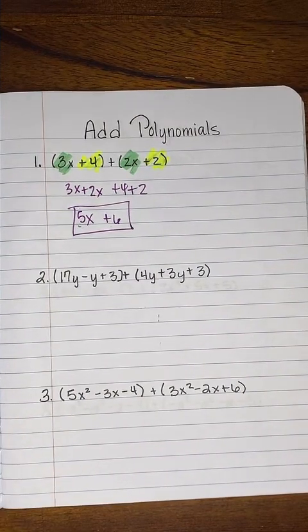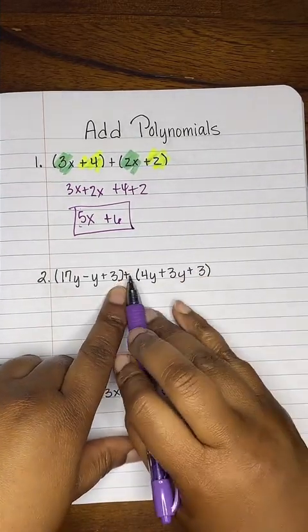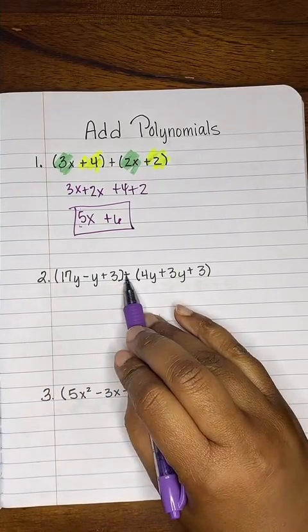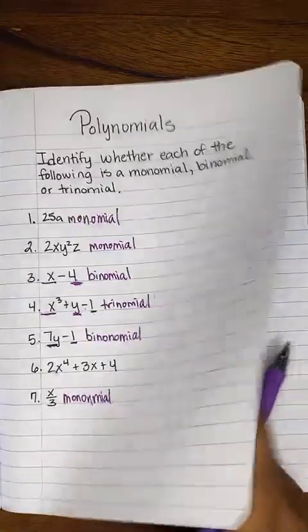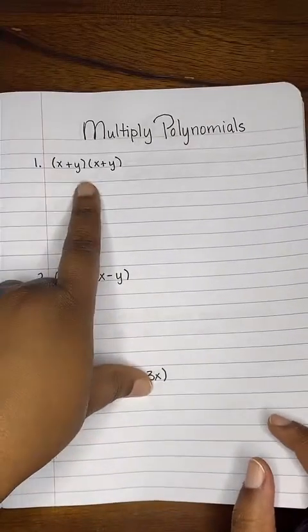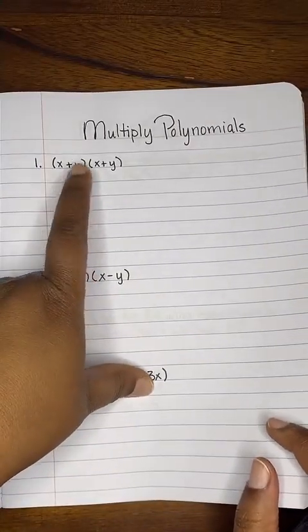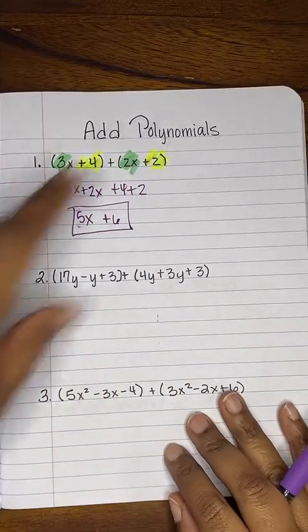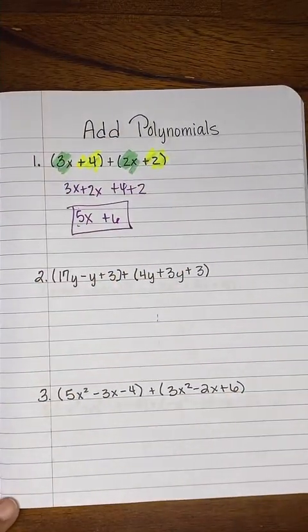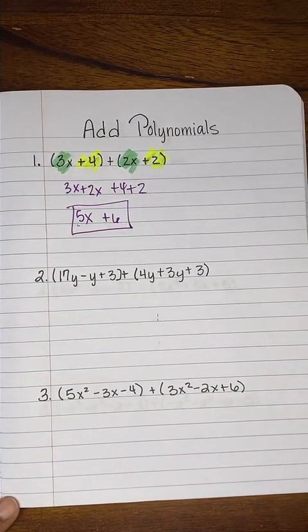Perfect. So we don't FOIL, and why we don't FOIL, you guys, is because of this plus sign in between. Now somebody says FOIL, you're talking about this, which we will do in a little bit. You're talking about multiplying polynomials, which is different from adding polynomials. So I'm glad you said that because I know other people have the same question.